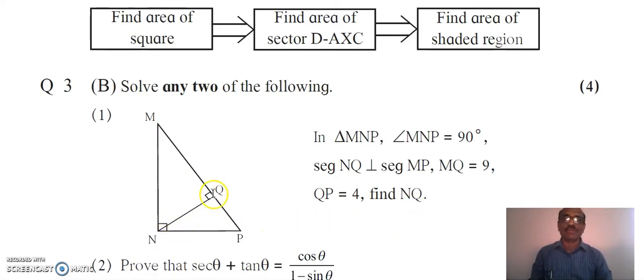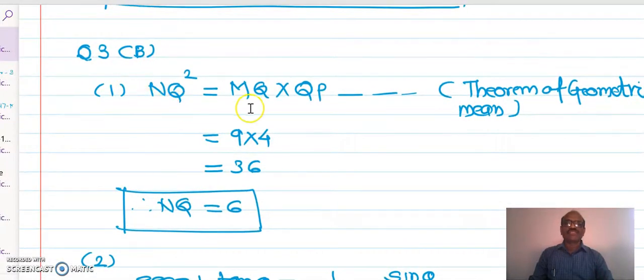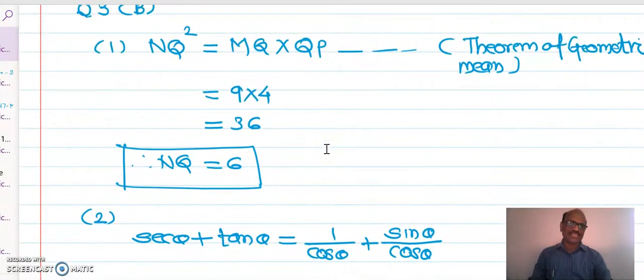Now, this is the geometric mean that we see in the chapter on similarity. That is, a perpendicular on the hypotenuse. Thus NQ square is equal to MQ into QP. Now we'll see the answer of this question. NQ square is equal to MQ into QP. That is the theorem of the geometric mean. That is 9 into 4, that is equal to 36. Therefore, NQ is equal to 6.